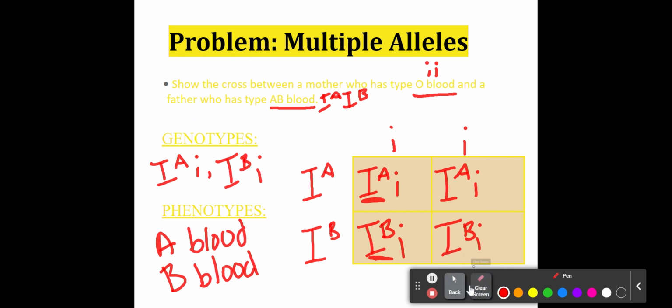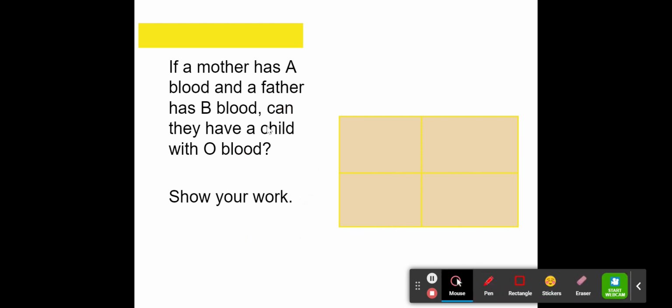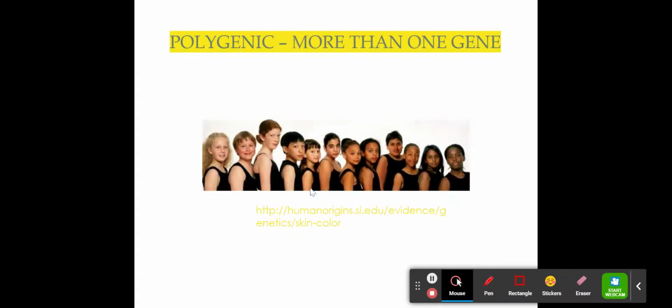If you are feeling pretty good about this, you are welcome to try the second example problem. Let me get rid of this. There we go. It says if a mother has A blood and a father has B blood, can they have a child with O blood? Show your work. We are going to do this one in class, but if you want to assess yourself and see how you're doing, you are more than welcome to continue with that example problem.